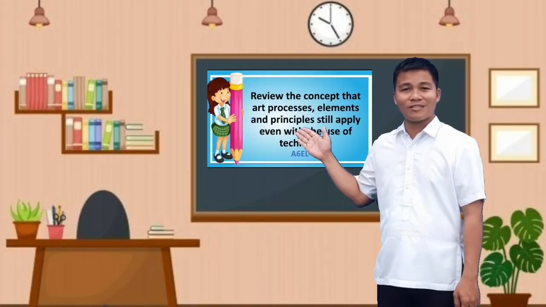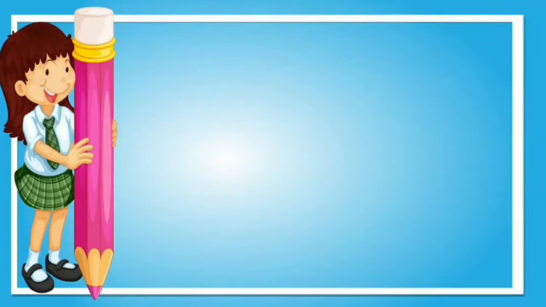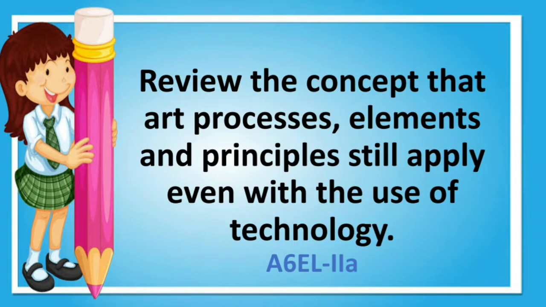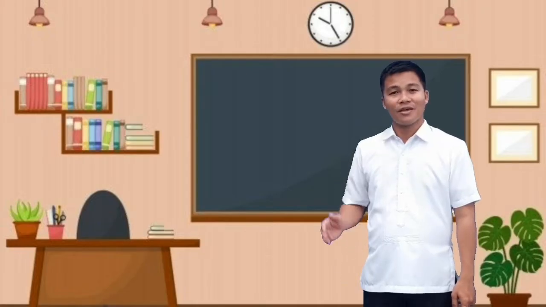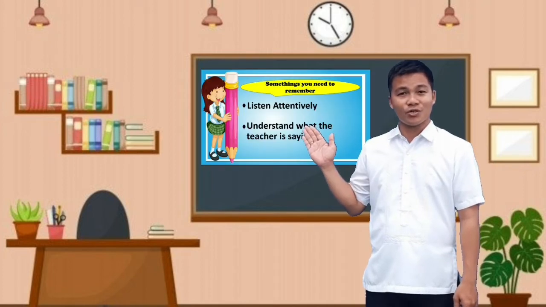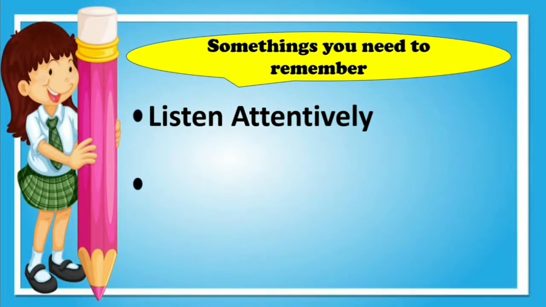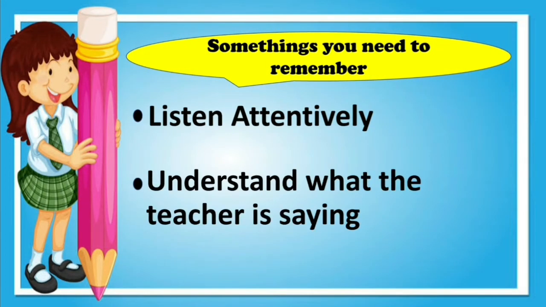Here is the most essential learning competency of our lesson. Review the concept that art processes, elements, and principles still apply even with the use of technology. Children, here are some things that you need to remember as we go along our lesson. Listen attentively. Understand what the teacher is saying.